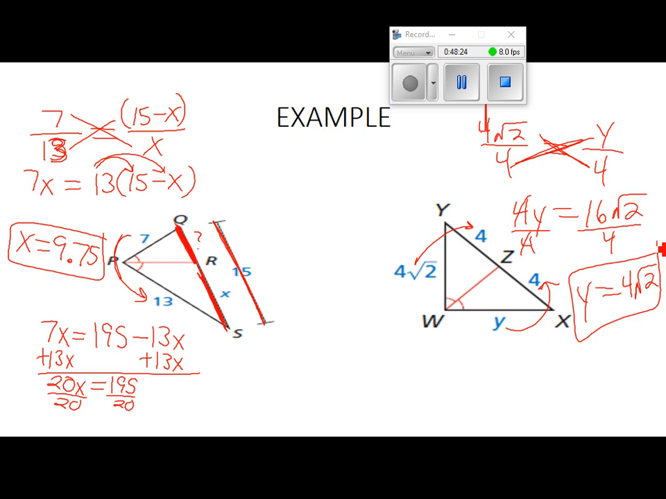So those two are equal. If these two are the same, what has to be true about these two? They have to be the same.